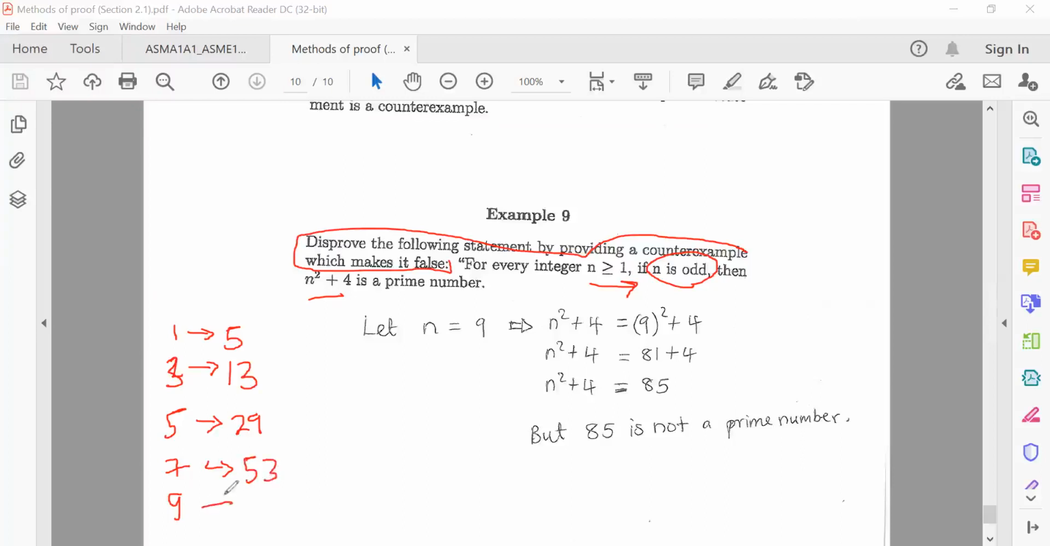But look at the one where I choose 9. There we go, this is a nice one. 9 squared is 81, and if you add the 4, you have 85. Take note, 85 is not a prime number. Why? Because by definition, a prime number is a number that has exactly 2 factors, which is 1 and itself. 85, you can guess already, is divisible by 5. The fact that it has at least 3 factors means that it's not a prime number.